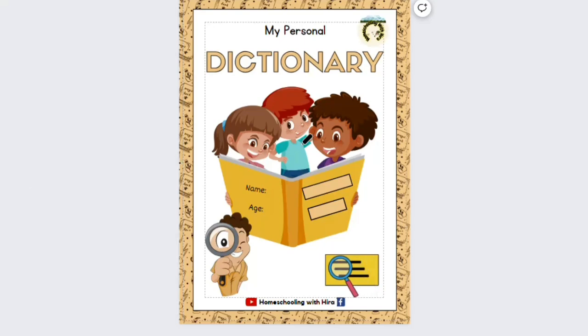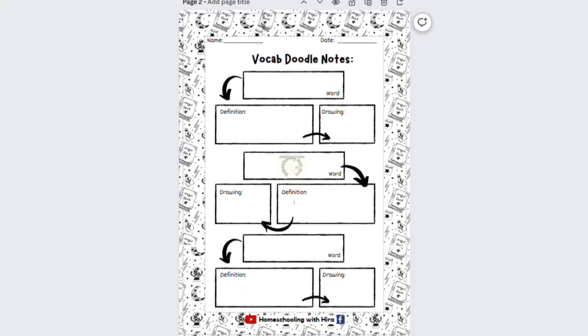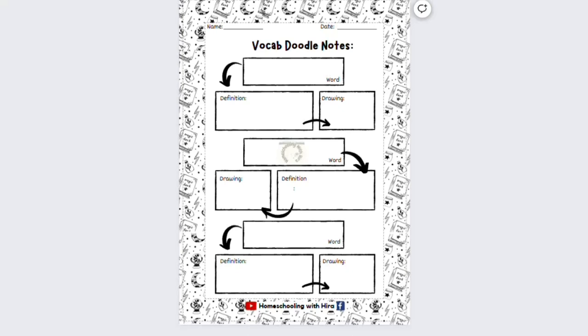How will you do this? Check this out. These pages are available on my website. I'll be giving a link in the description box. This dictionary or this technique is suitable for kids of age 5 plus. If they are 5 or 5 plus, you can use this dictionary or this technique for them.